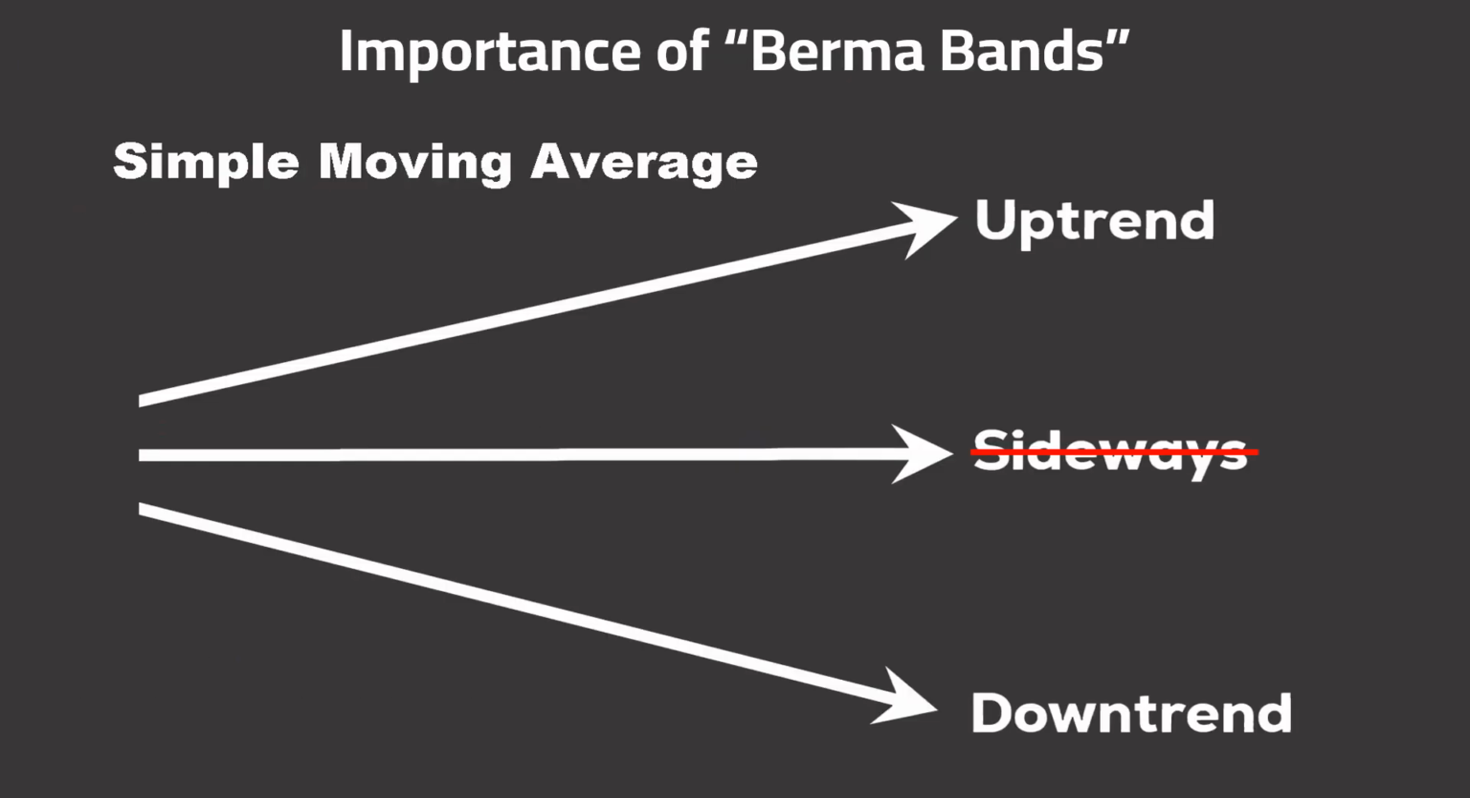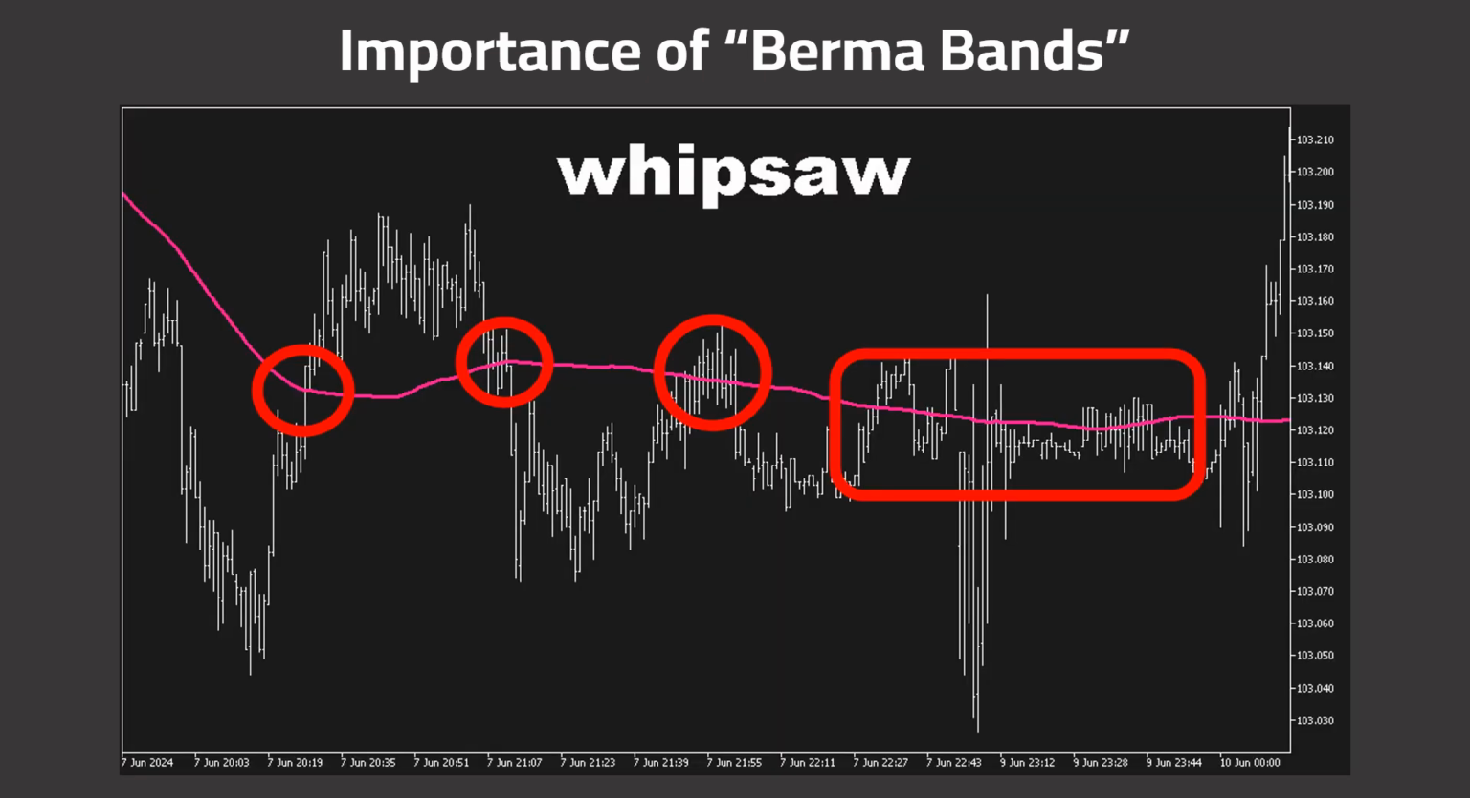Importance of Berma bands. The Berma bands indicator is very valuable because it solves one of the most important problems with trend indicators, which is identifying the sideways trend. Most trend indicators, such as all kinds of moving averages, have trouble dealing with those areas where price action loses its volatility and starts moving sideways.